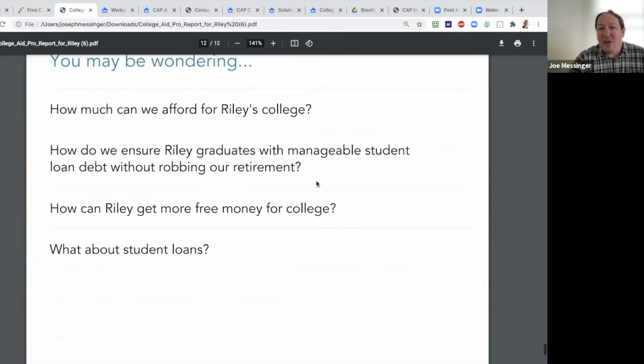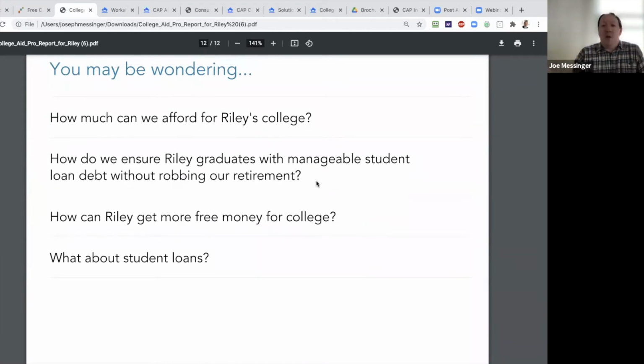And at the end of the day, you're this family, you might be thinking, hey, how the heck are we going to actually afford this? The cheapest option there was $116,000. How do we do that? Make sure we can graduate with manageable debt without robbing retirement. And then ultimately, what are some schools we don't know about? What's some money that we can find that we don't have?